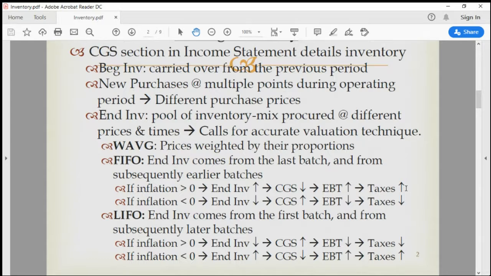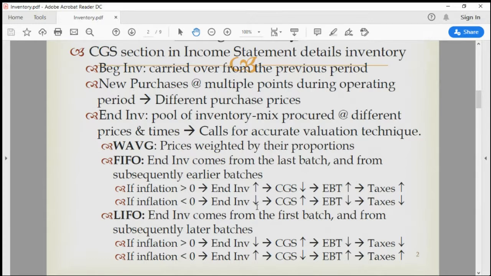But once again, the problem is that during the deflationary period, when inflation is negative, should we use FIFO? Because if you use FIFO during the deflationary period, it will lower the ending inventory, and vice versa. Theoretically, if you can switch between LIFO and FIFO that easily, then that's fine.